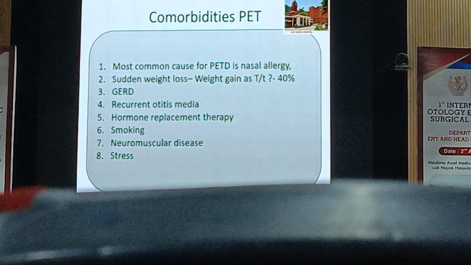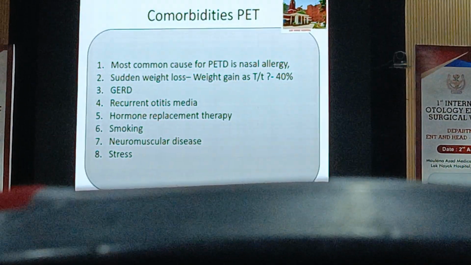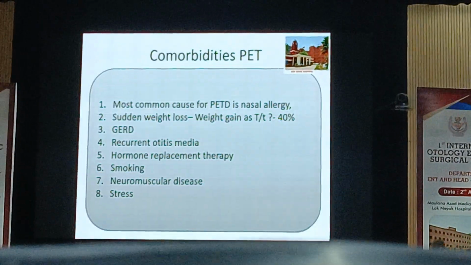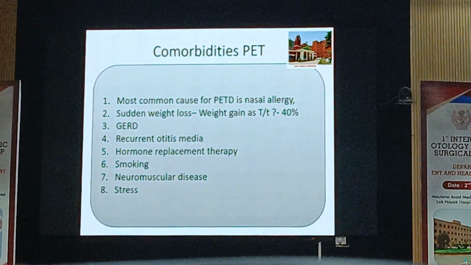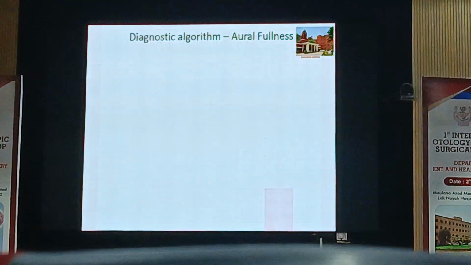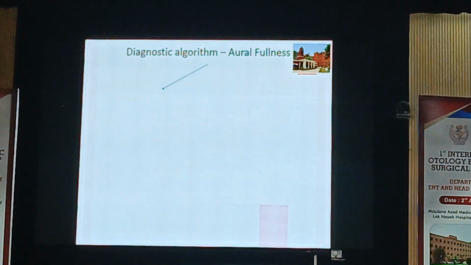So I told you about the comorbidities. Mostly the allergies. Then sudden weight loss is certainly a factor. Then GERD and otitis media, hormone resistant therapies, smoking. So these all have been documented as factors for the pathology. So that's the algorithm for diagnosis. Please have a look at this.